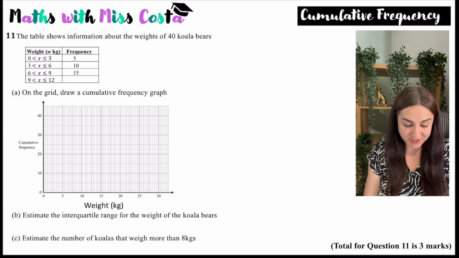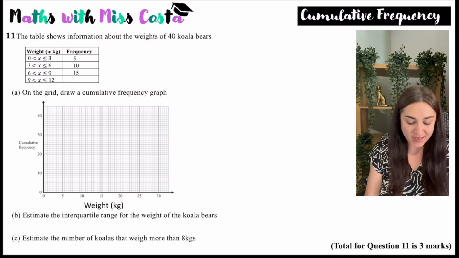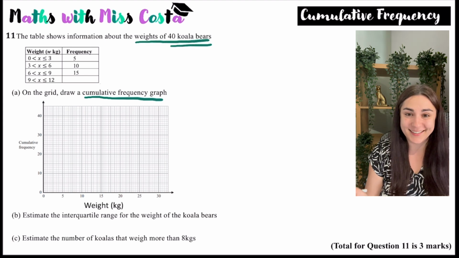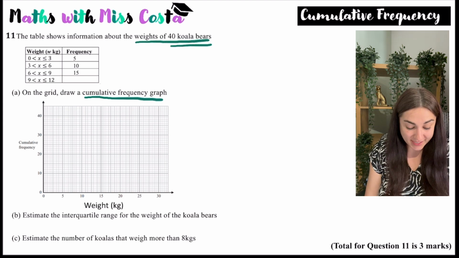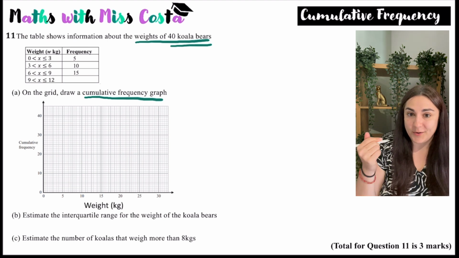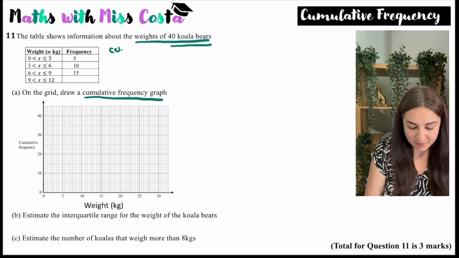Okay, so in this question, I've been given a table and I've been asked to draw a cumulative frequency graph, and it's about the weights of 40 koala bears. So they're cute. In order to draw a cumulative frequency graph, you need to actually find the cumulative frequency. So that can be the first thing that we do. And cumulative frequency is just the running total.